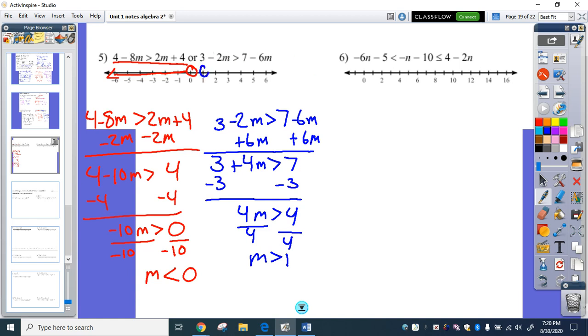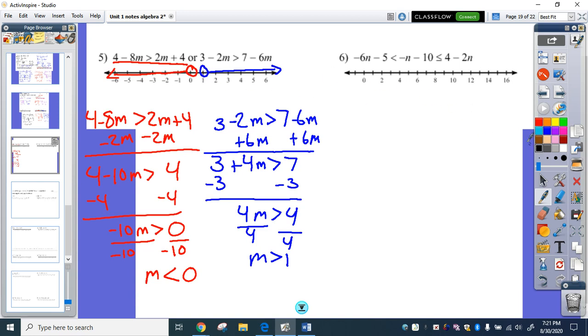So I have an open circle at 1, and I shade off into the greater thans or the right side. And you'll notice that means that the only part of this number line that is not part of our solution is the numbers starting from 0 and all the way through the number 1.